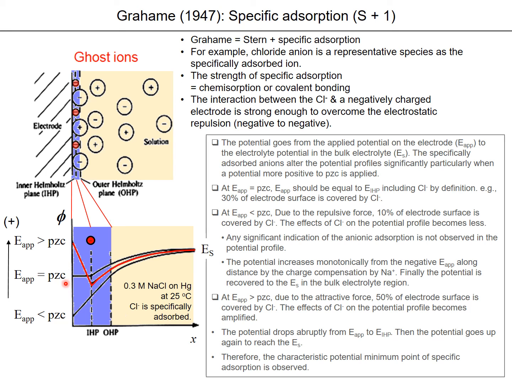Here is the starting point, which is the point of zero charge. I mean, you have applied a potential which is equal to the point of zero charge. In this case, E_F, or the applied potential, should be equal to the potential of the inner Helmholtz plane, including the chloride anion. That is the definition of PZC. At the point of zero charge, there is no excess charge on the electrode and no excess charge in the electrolyte around the interface. So it should be the same.